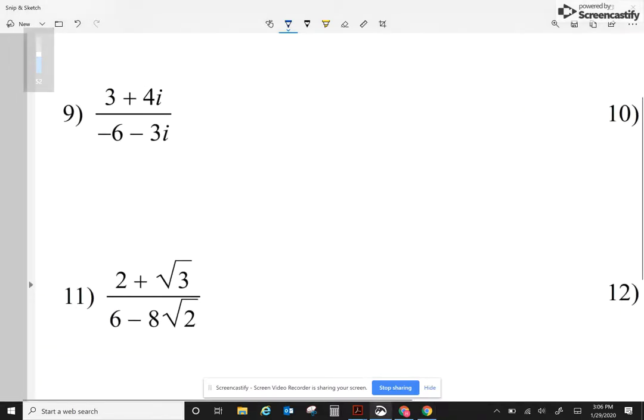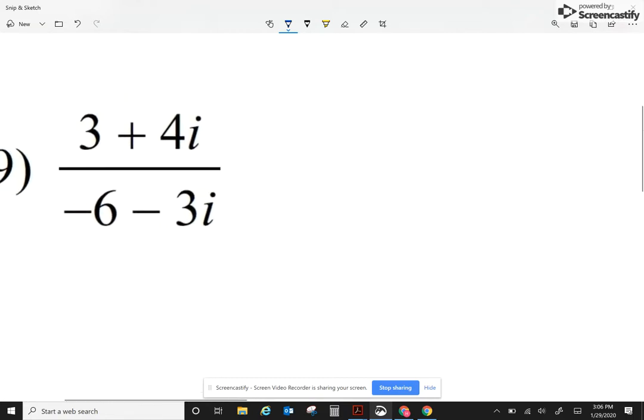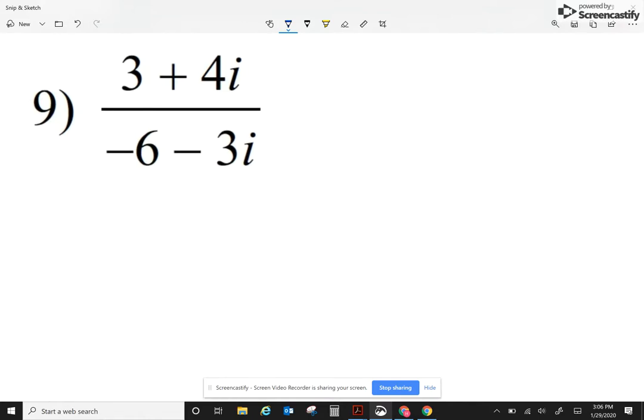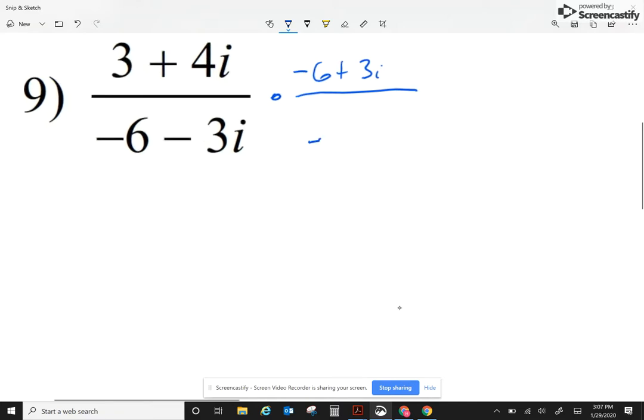When we say rationalize the denominator, we mean that at the bottom of the fraction, we cannot have an i, we cannot have imaginary numbers, and we cannot have radicals. If we do have radicals, make sure that everything is simplified. So taking a look at example number 9, I'm going to multiply top and bottom by negative 6 plus 3i.